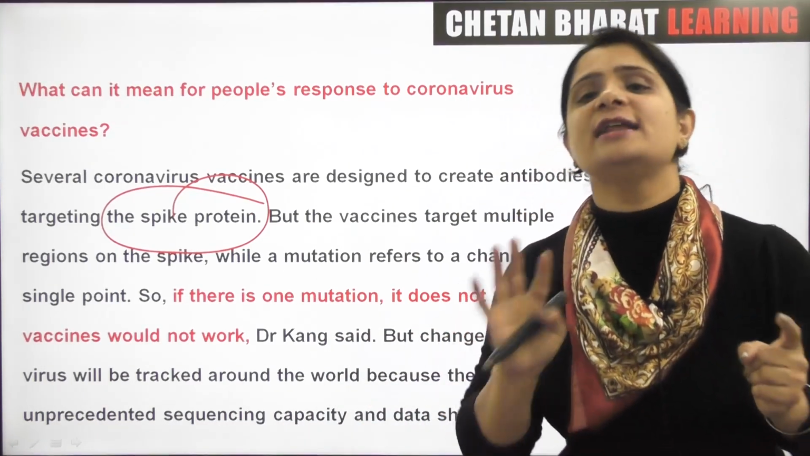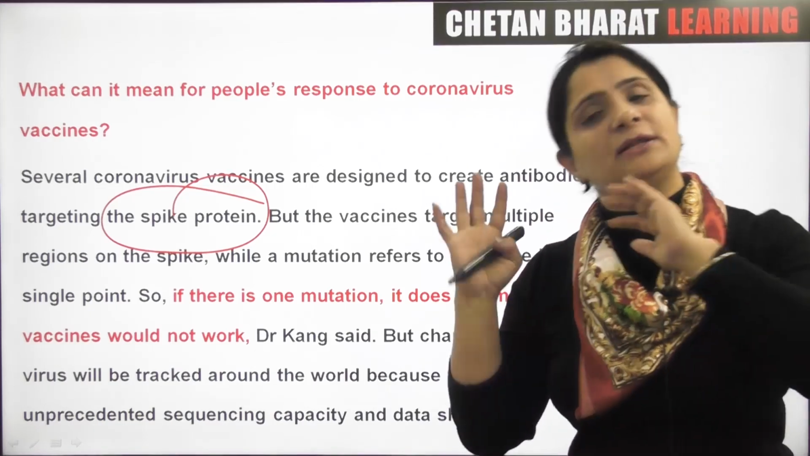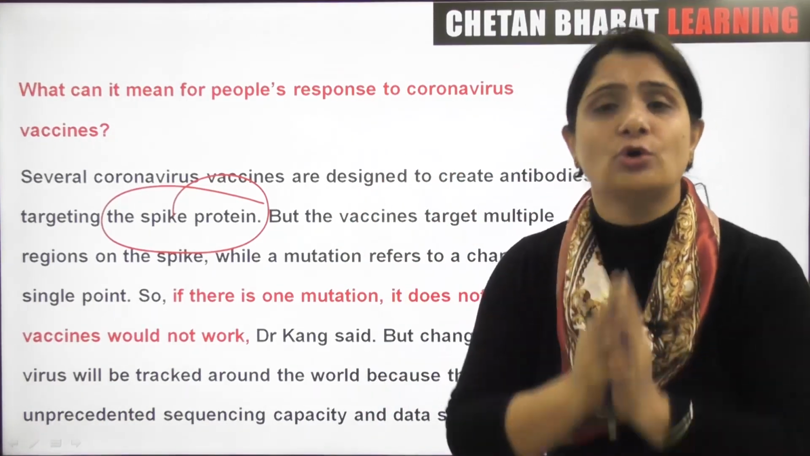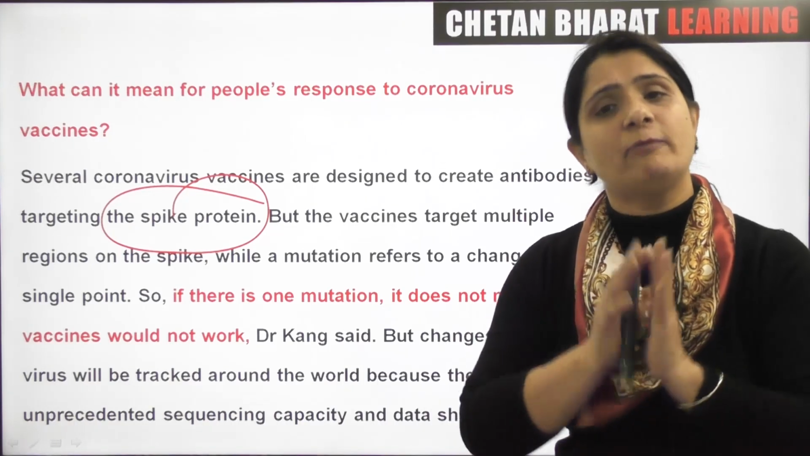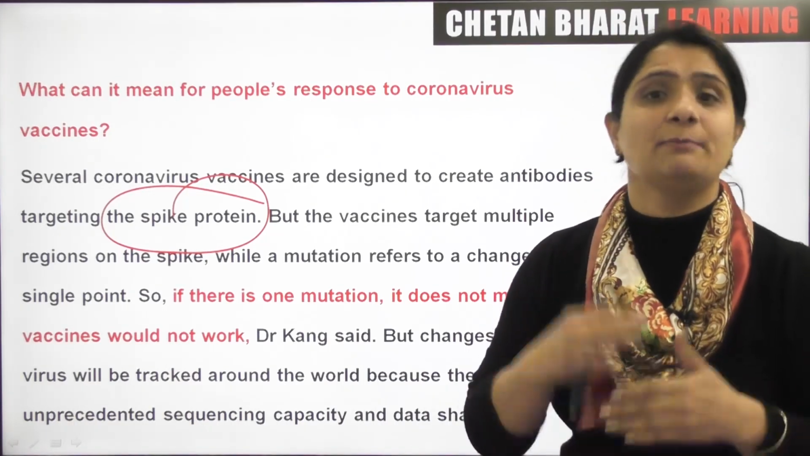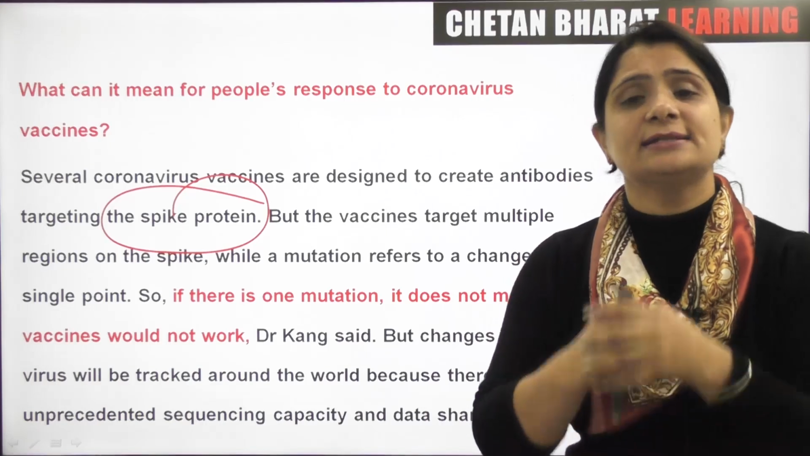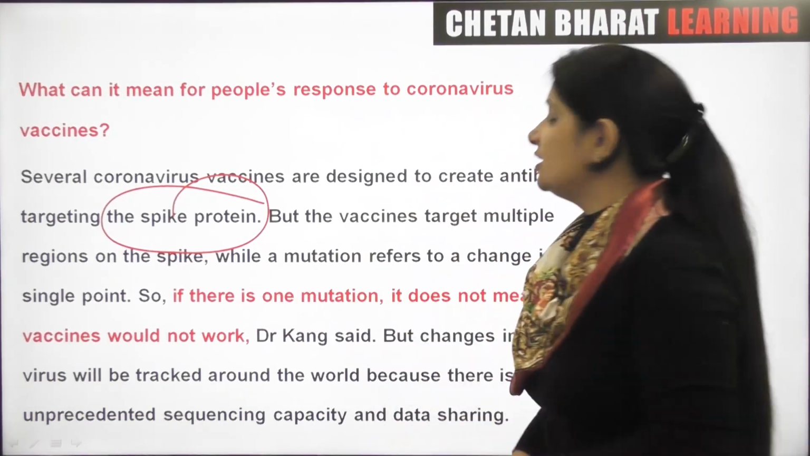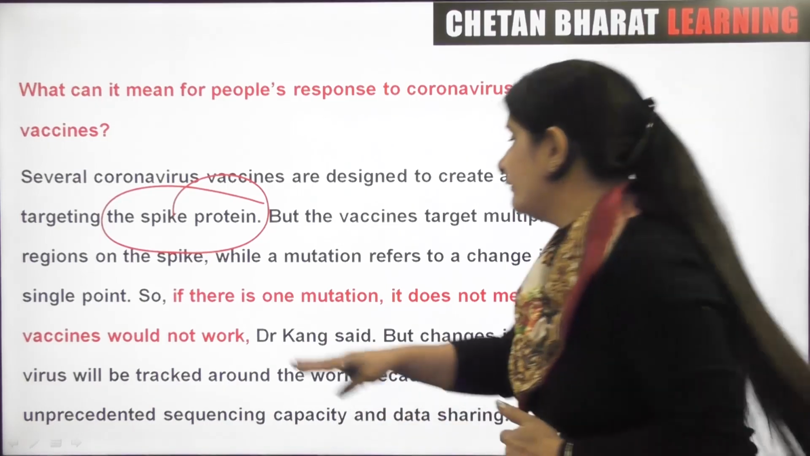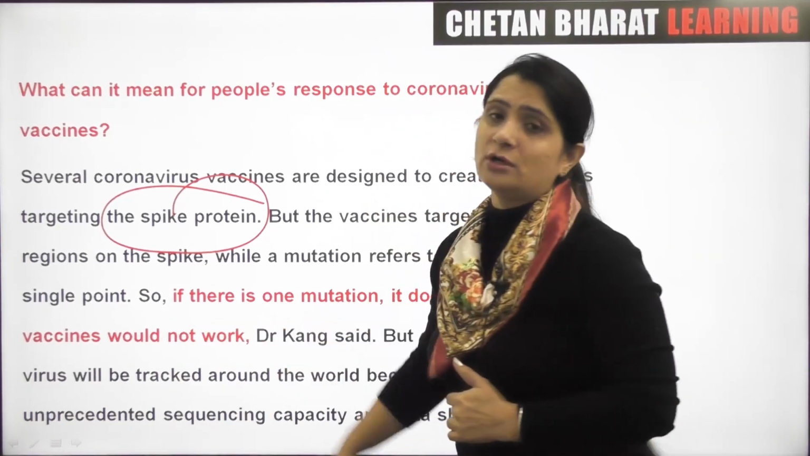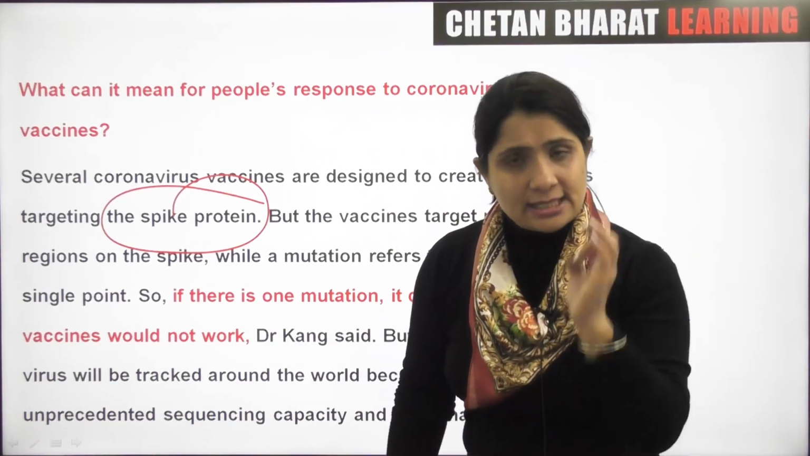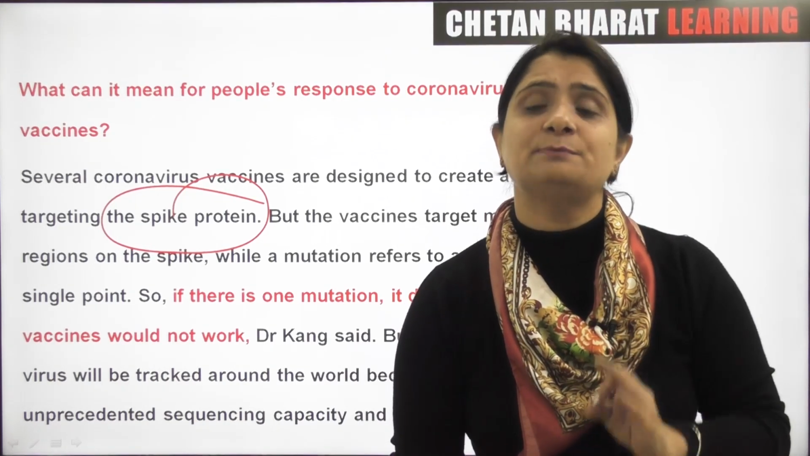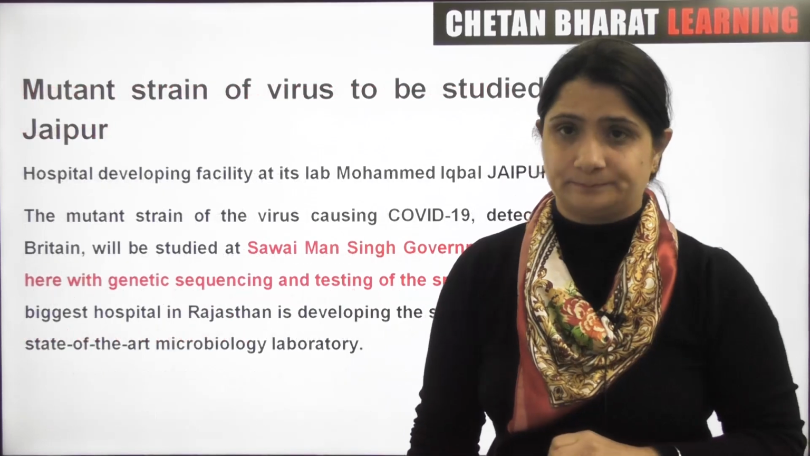So, if there is a change at a single point, but the vaccine already made has taken into account a number of sites, the vaccine would still be helpful in combating the disease, in making antibodies against that very infection. So, if there is one mutation, it does not mean that the vaccine would not work. The vaccine would still be working and producing antibodies against that particular virus.